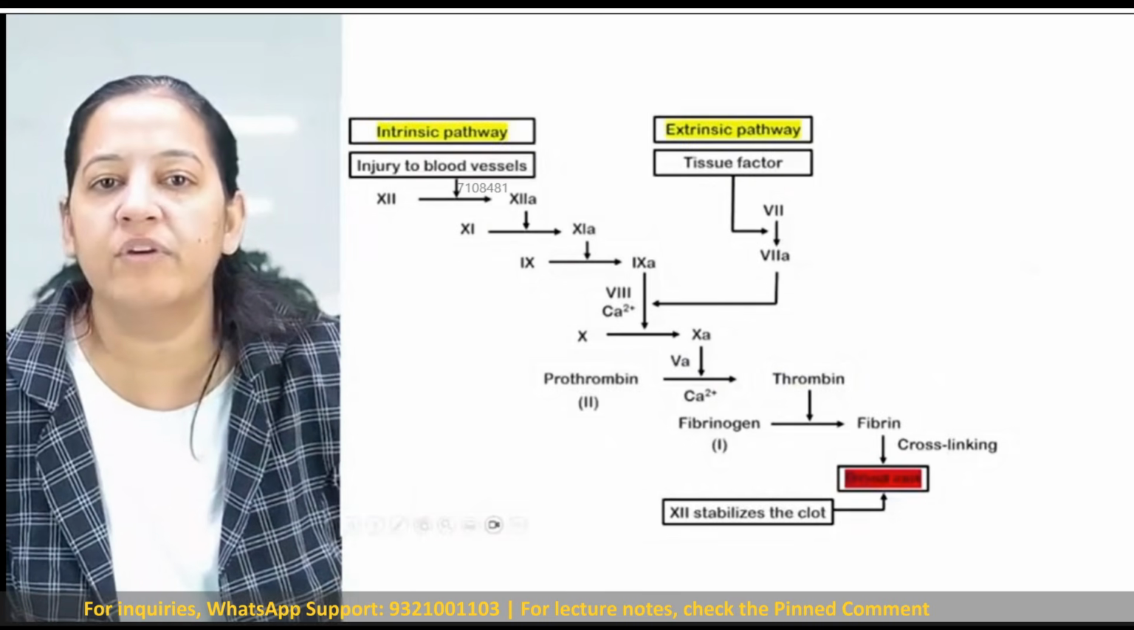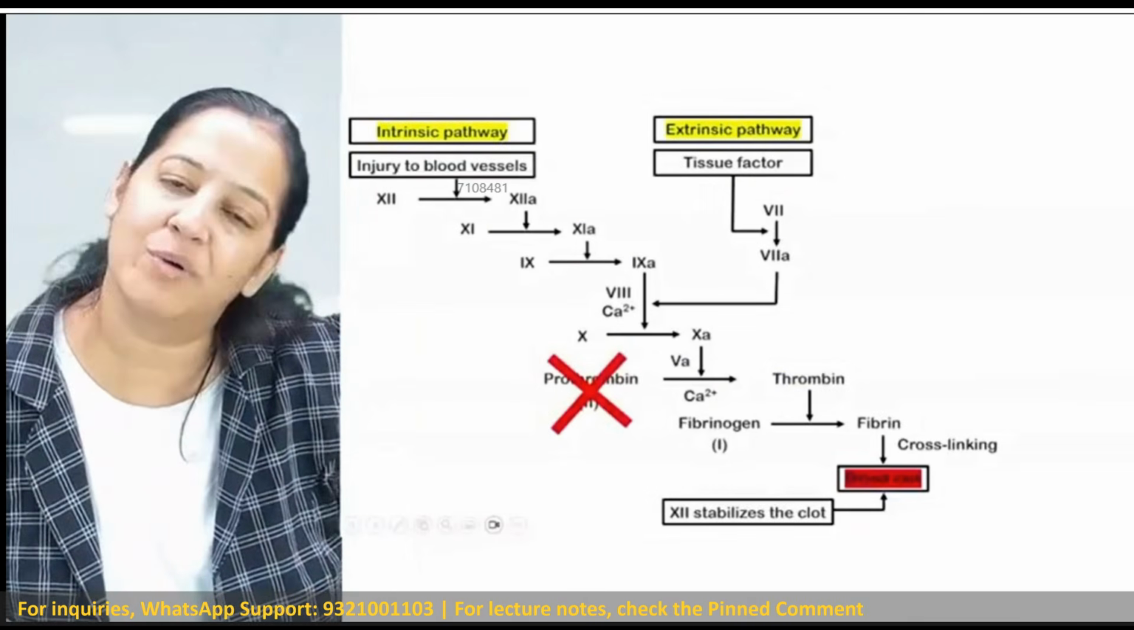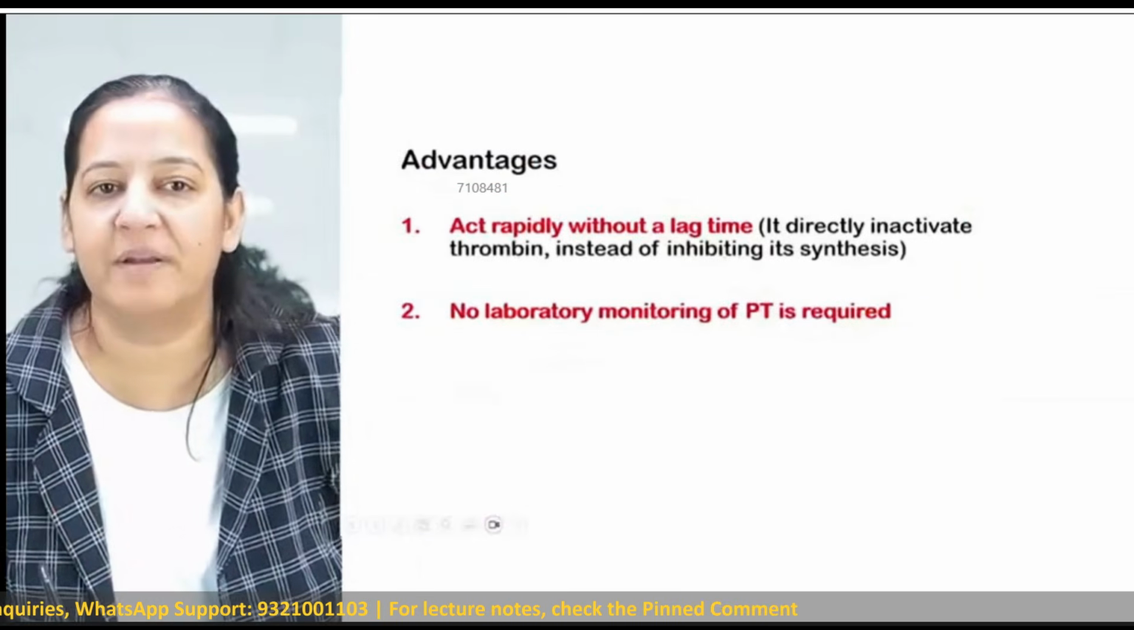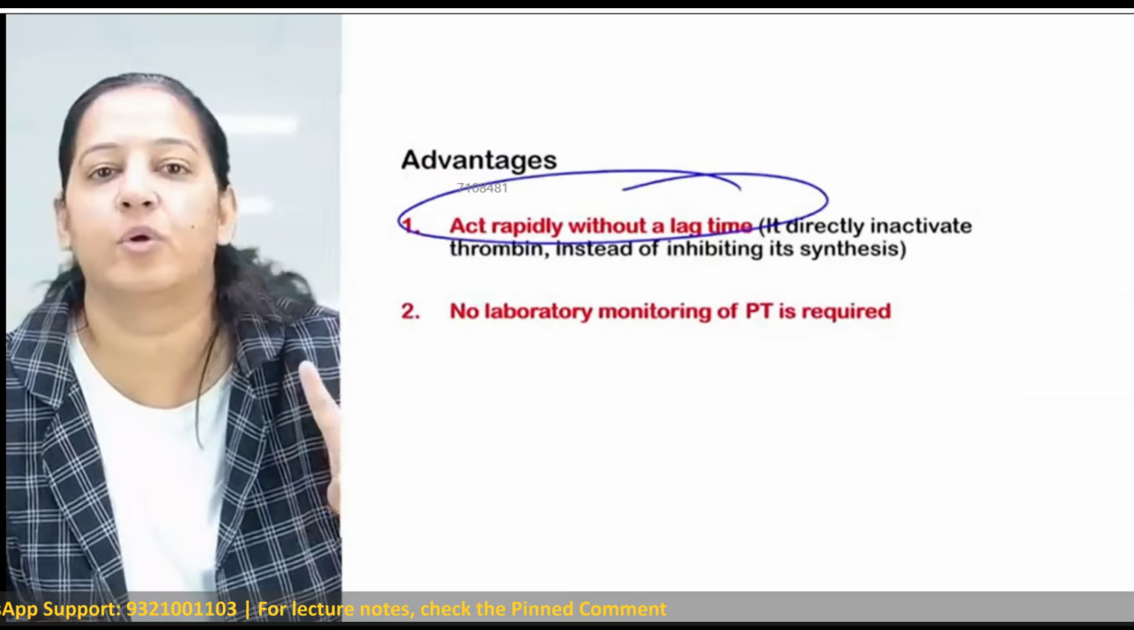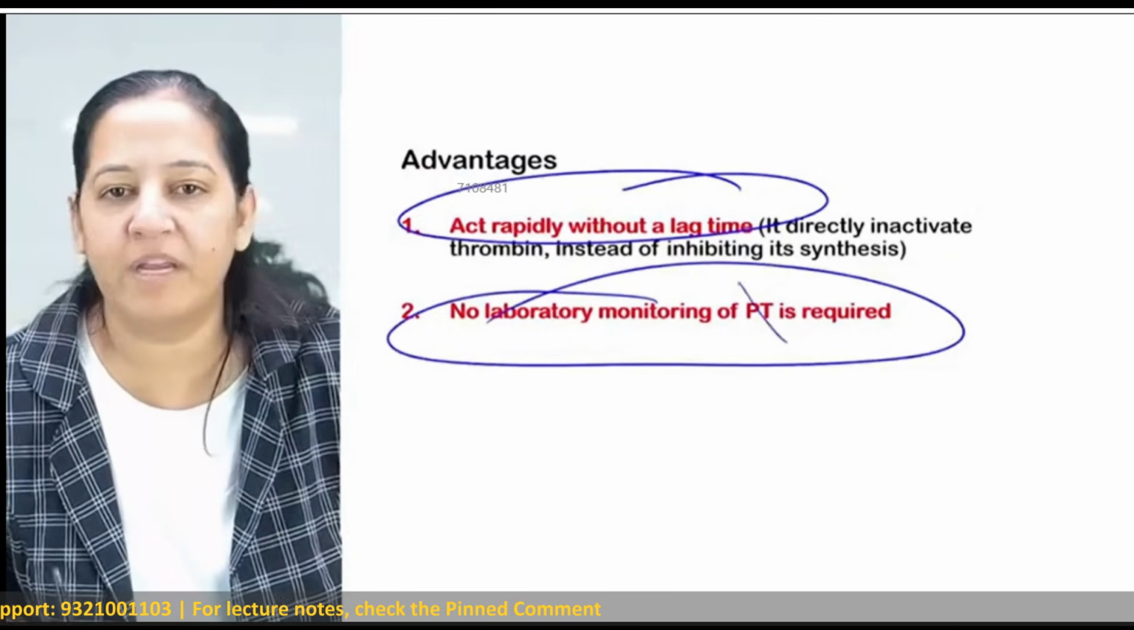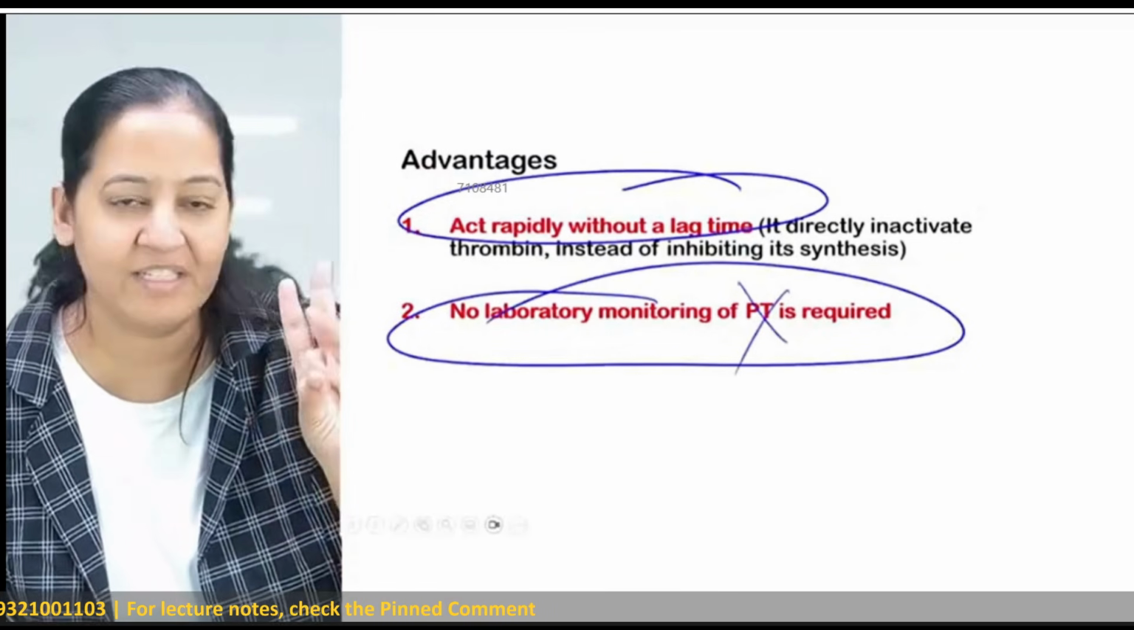Where is 2? Here is 2. So 2 is inhibited, only 2. Again, it's very rapid because it is directly inhibiting 2. No lab monitoring is required. No PT monitoring, because it is inhibiting only 2 out of 2, 7, 9, 10.